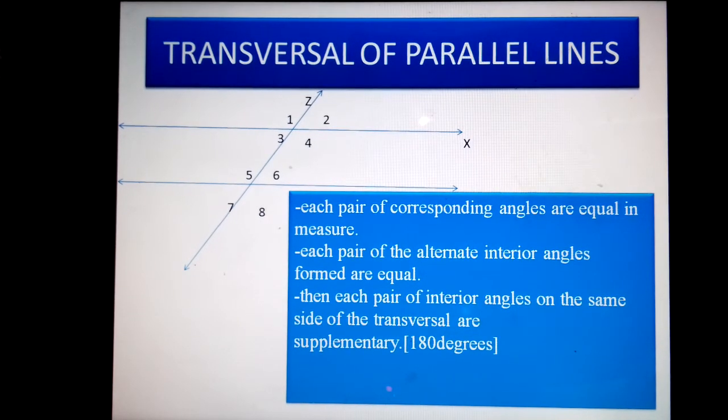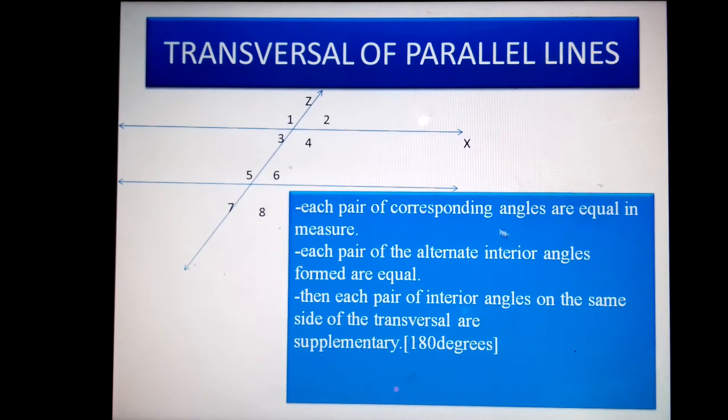that will be happening here when a transversal intersects 2 parallel lines. I repeat again, parallel lines. Here the main point is this line is parallel to this line. So what will happen to the angles, or which angles are important to consider, to check whether these 2 lines are parallel?